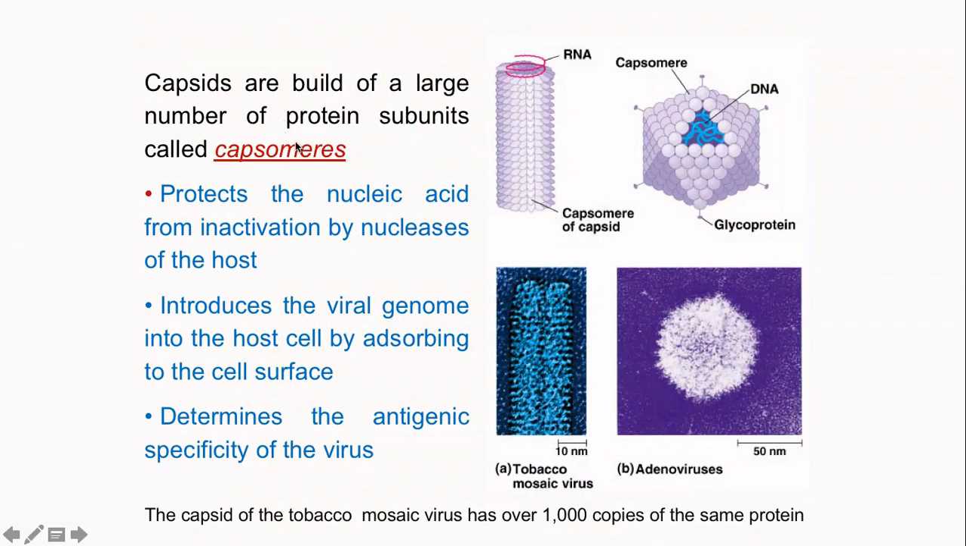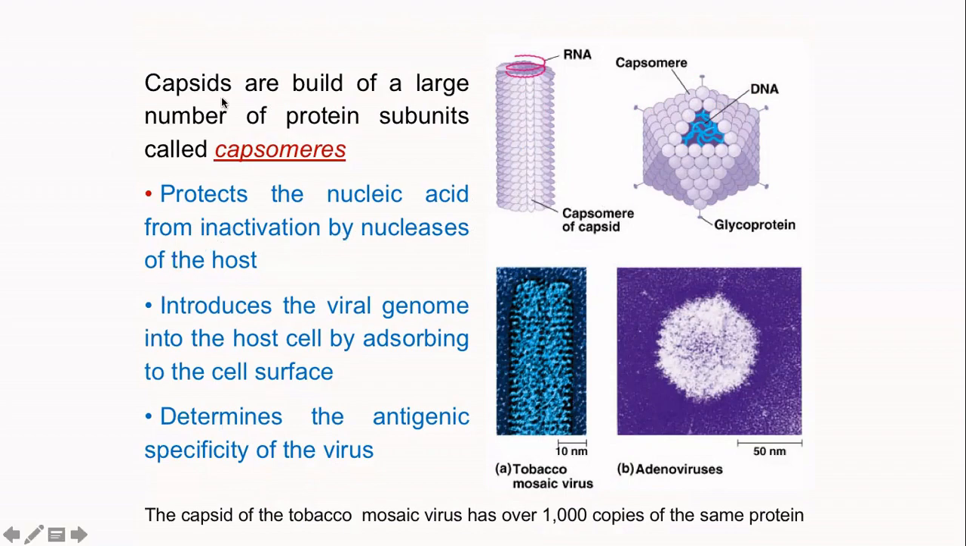Protein subunits of a capsid in a virus are known as capsomeres. And the major functions of the capsid include that it protects the nucleic acids from inactivation by nucleases of the host. Nucleases are nothing but enzymes which can degrade nucleic acids. Inactivating nucleases are produced by a host as a measure of the immune system.